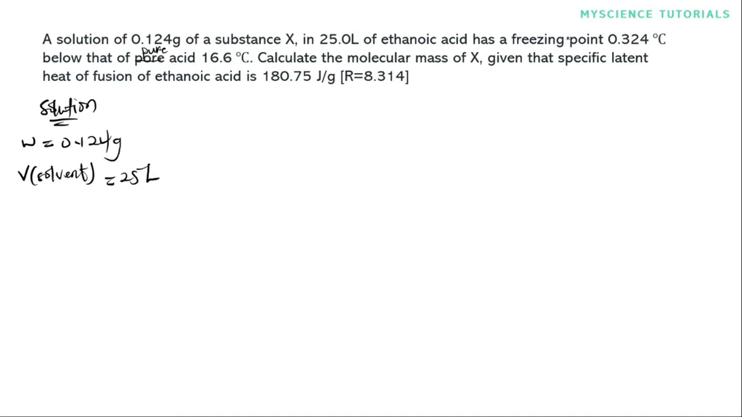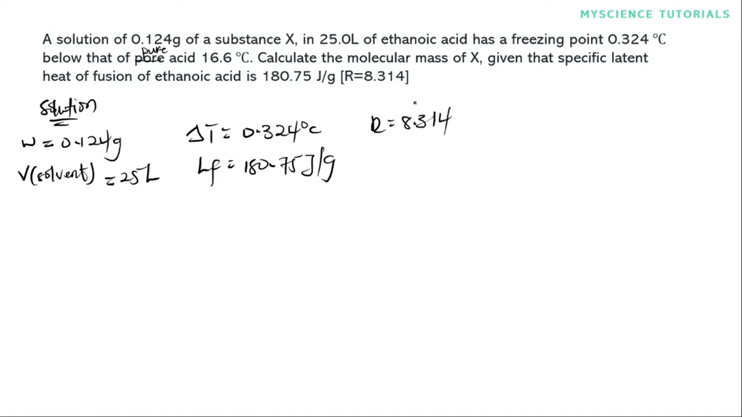Okay, so it has a freezing point below that of pure acid. So it means the delta T is equal to 0.324 degrees Celsius. All right, so we have to calculate the molecular mass of this, given that latent heat of fusion, that is LF, is equal to 180.75 joules per gram, and then R is equal to 8.314. All right, so we know that our delta T is equal to KF multiplied by small w multiplied by 1000, all on capital W by small m.